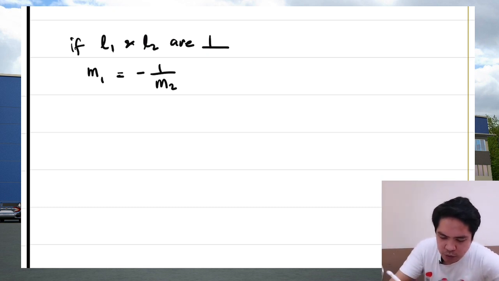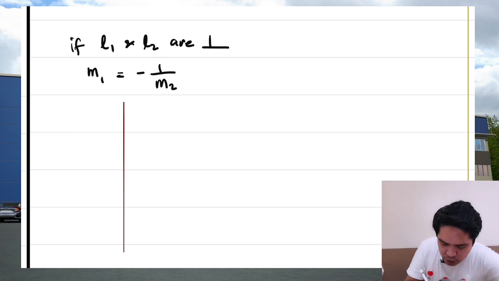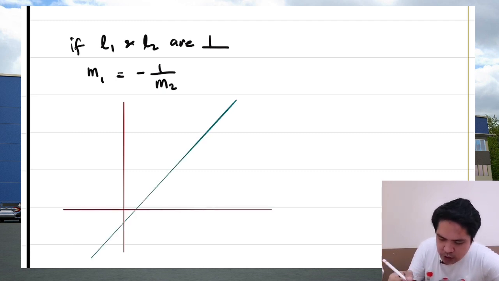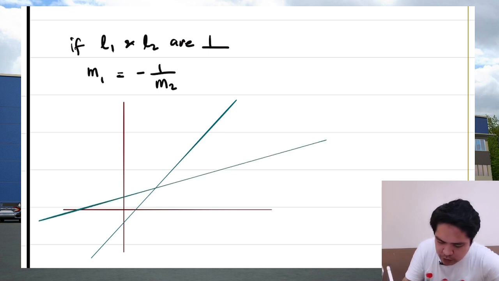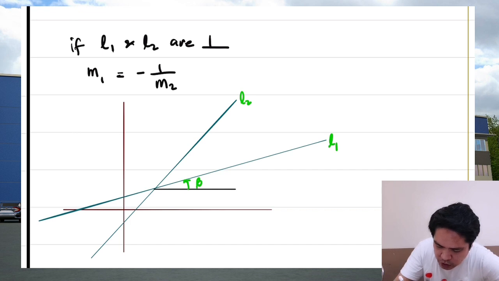For those who were not able to join the bridging, if we have these two lines, let's say this line and this line, I'll call this line 1 and I'll call this line 2. The inclination of line 1, let's call this alpha. No, let's call that beta. And the inclination of line 2, let's call that alpha.